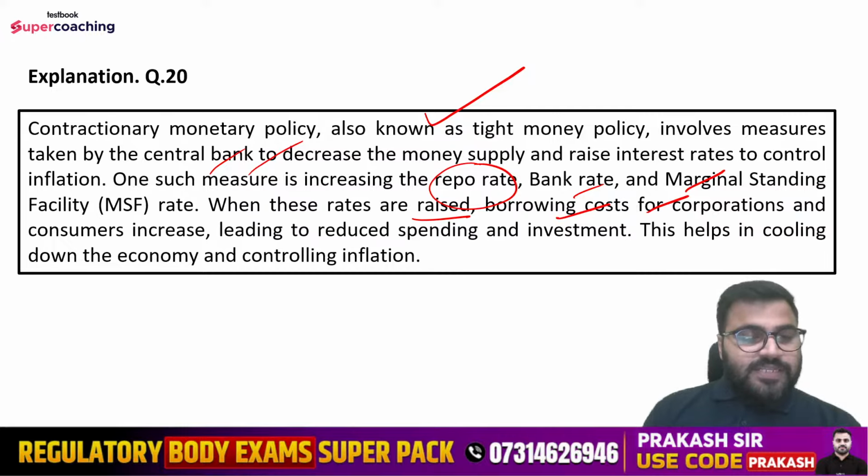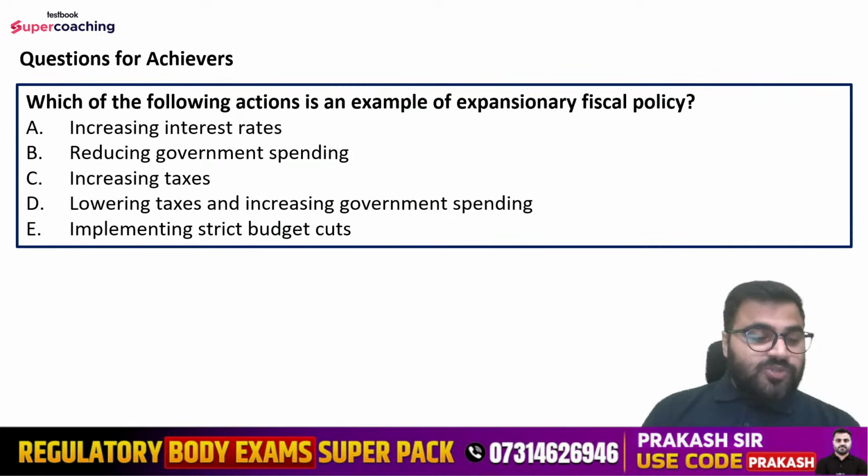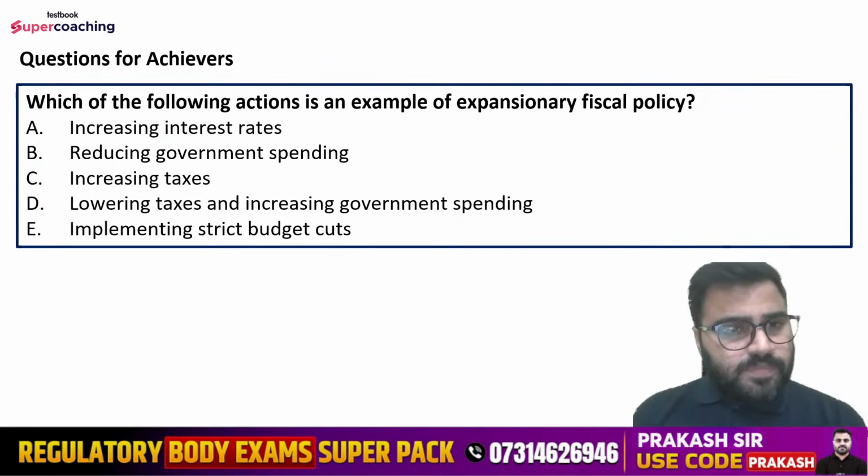So guys, these are all the 20 questions, and this is the achiever question. You are not supposed to give the right answer here. You have to give the right answer in the comment box, not in the live chat box. Those who give the right answer to this achiever's question, their name will be reflected in the next session. So the question is, which of the following actions is an example of expansionary fiscal policy? Options are increasing interest rates, reducing government spending, increasing taxes, lowering taxes and increased government spending, and implementing strict budget cuts, right? So you have to give the right answer in the comment box.